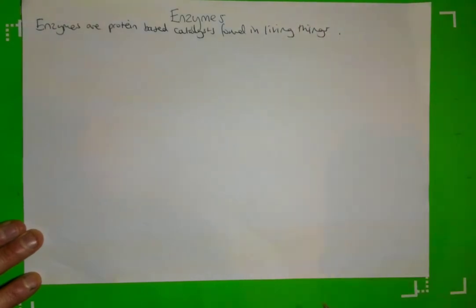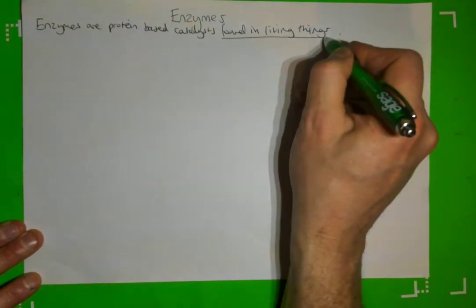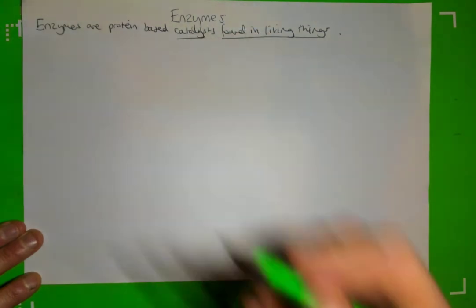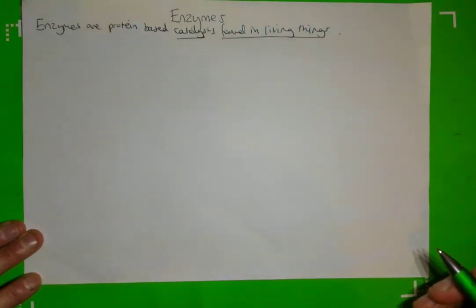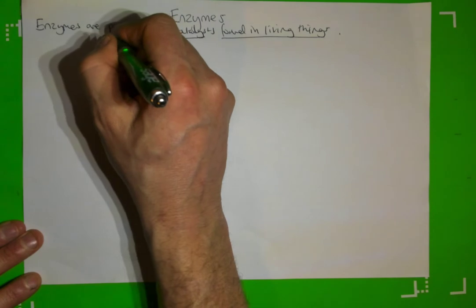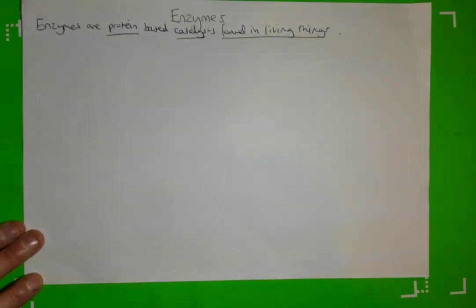So some key points here. They are found in living things. They're catalysts, so they speed up chemical reactions in living things. And the structures of them are proteins.